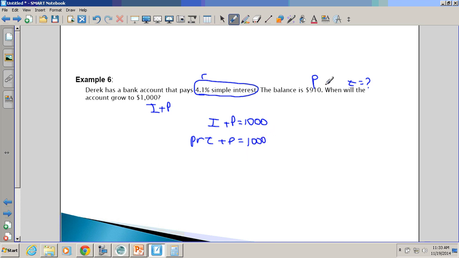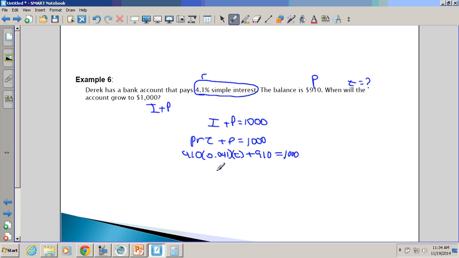Now I know my principal is 910. My rate is, this is a decimal, 0.041. Notice I put a 0 in front of the decimal so you can identify that there's a decimal place there. Times time. That's what I'm trying to find, so I'll put a little t there. Again, my principal is 910. And that all has to end up being $1,000. How many years do I have to wait?